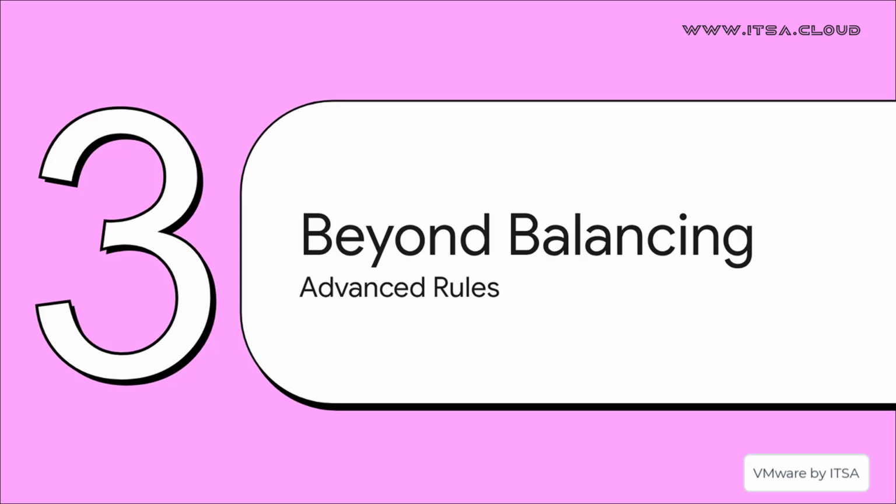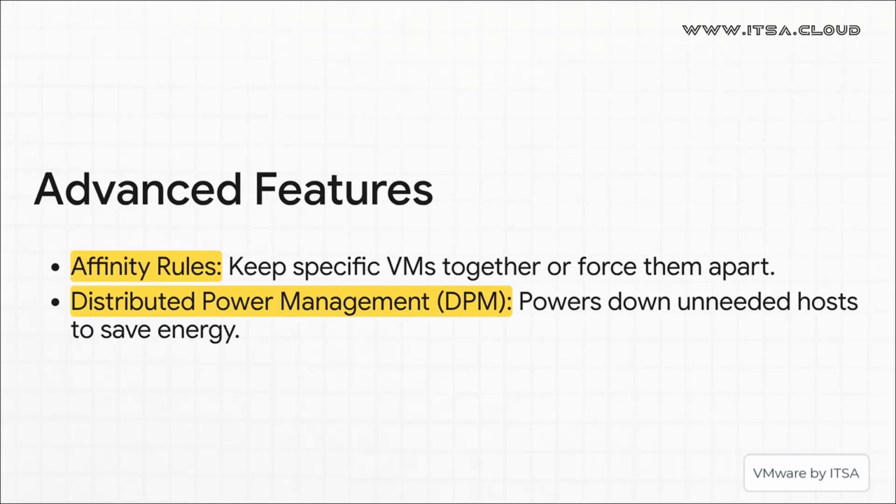But DRS goes way beyond just balancing out CPU and memory. You can also use advanced rules to really tailor its behavior to your specific business needs. For instance, you can use something called affinity rules. Let's say you need to keep your application and database servers on the exact same host for peak performance. You can create a rule for that. Or what about the opposite? Maybe you need to keep two domain controllers on separate physical servers for high availability. Yep, there's a rule for that too. And it's not just about performance. DRS can help with efficiency. With Distributed Power Management, or DPM, it can consolidate VMs onto fewer hosts when things are quiet and then power down the empty ones. We're talking significant savings on your energy bill.